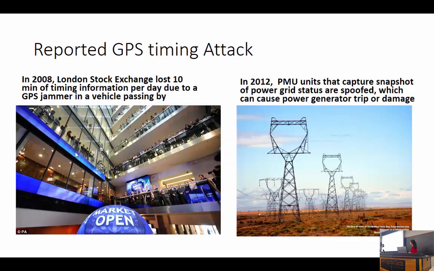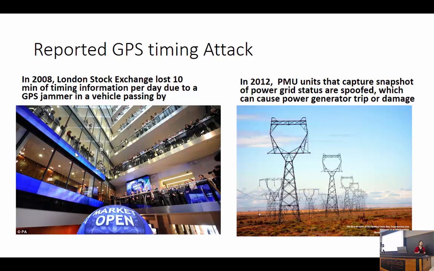And there have already been some reported GPS attacks. For example, in 2008, the London Stock Exchange found that they were losing 10 minutes of timing information every single day. They suspect it's because of a GPS jammer in a vehicle passing by.